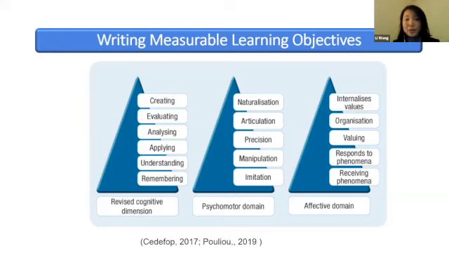So when we consider writing measurable learning objectives, we need to approach all three learning domains. Bloom's taxonomy, which is the cognitive dimension, is well known and very well established. And there are also two other domains.